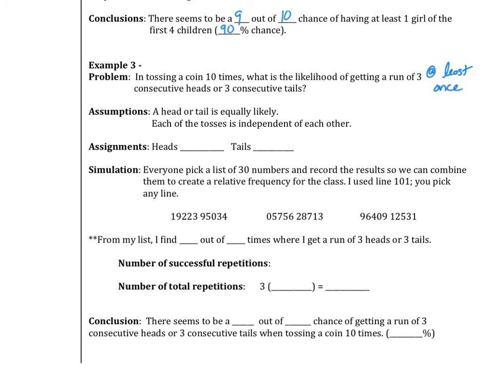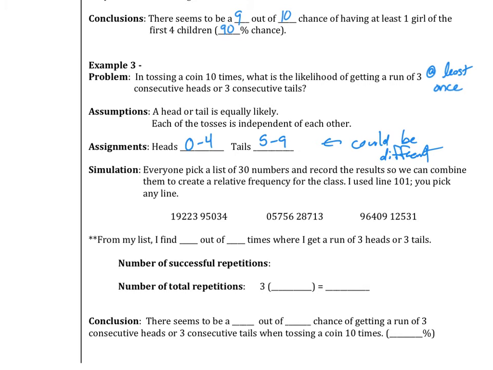Okay, so our assignments this time: 0 through 4 is heads, 5 through 9 is tails. And again, this could be different. We just have to pick 2 sets of numbers that have the same amount of numbers in each because heads and tails are equivalent. So for our simulation, everyone pick at least 30 numbers and record the results so we can combine them to create a relative frequency for the class. I'm going to use line 101. You can pick any line.